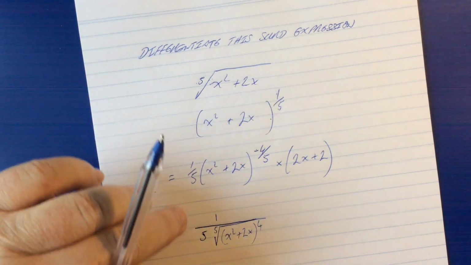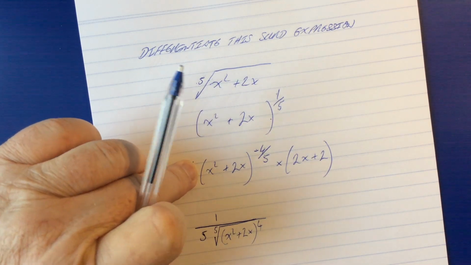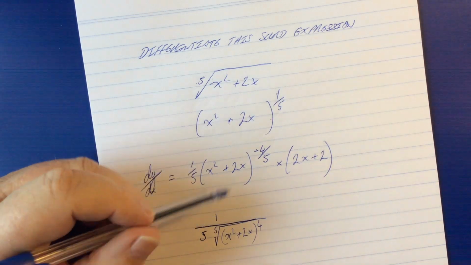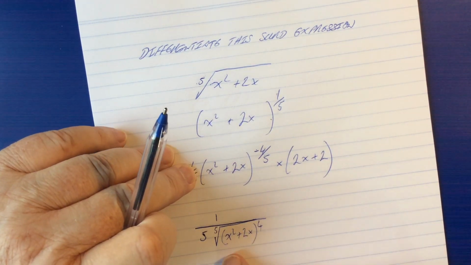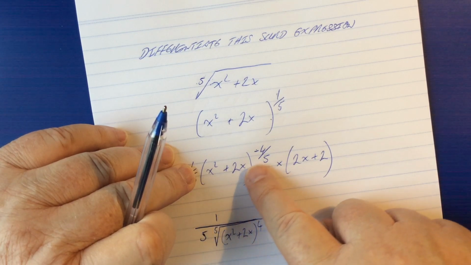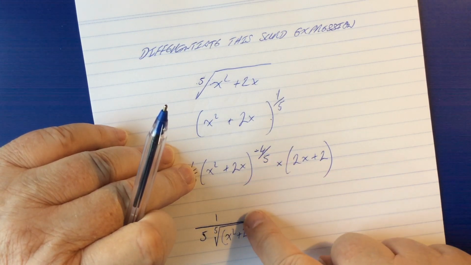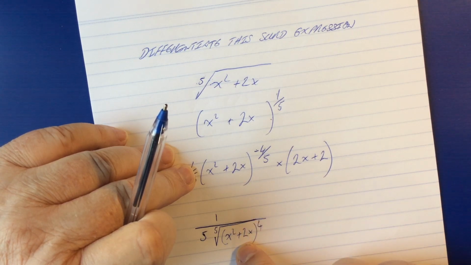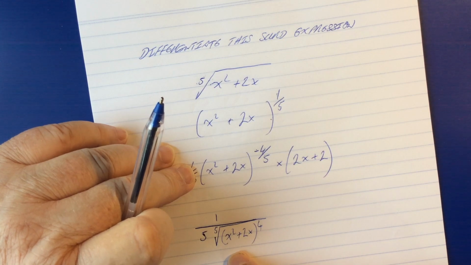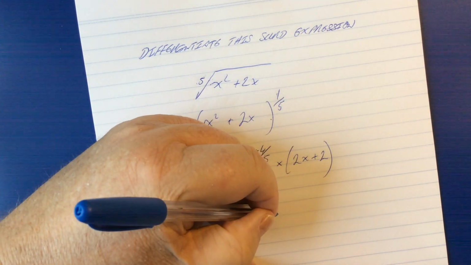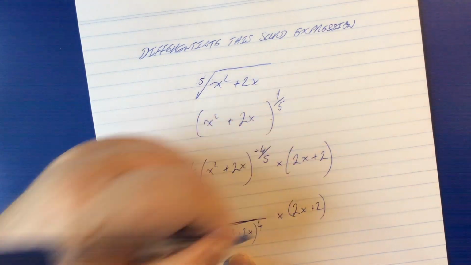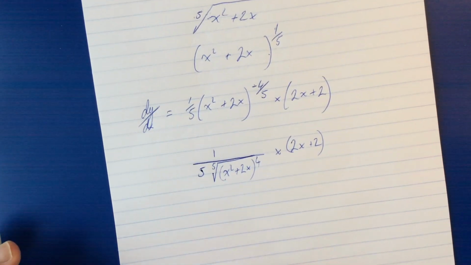Now, if we just leave that aside and forget this 5, this expression here is simply the fifth root of x squared plus 2x to the power of negative 4, which means that we would create a fraction with it, 1 over that, and we get to this point. Now, this is all times 2x plus 2. So we can tidy this up a little more.